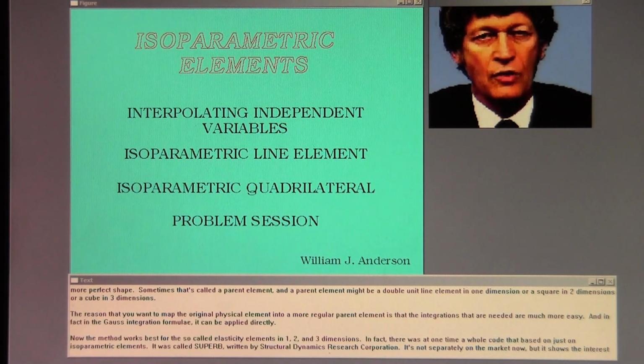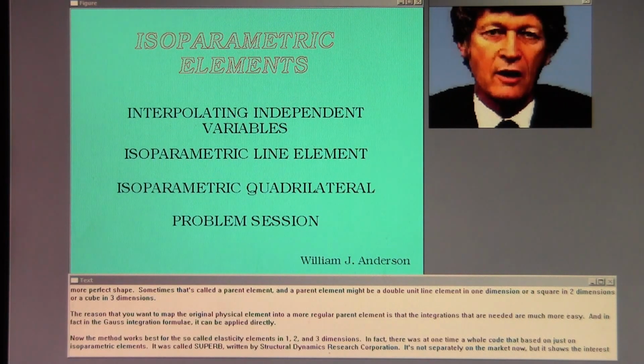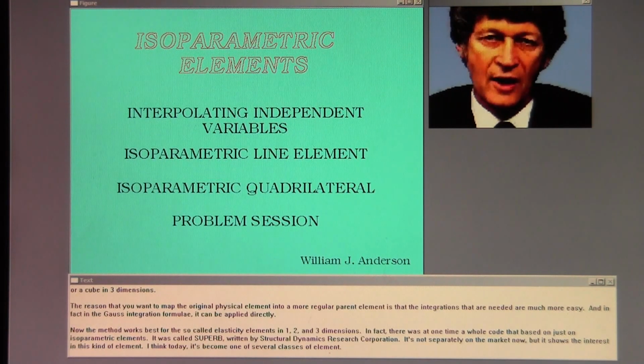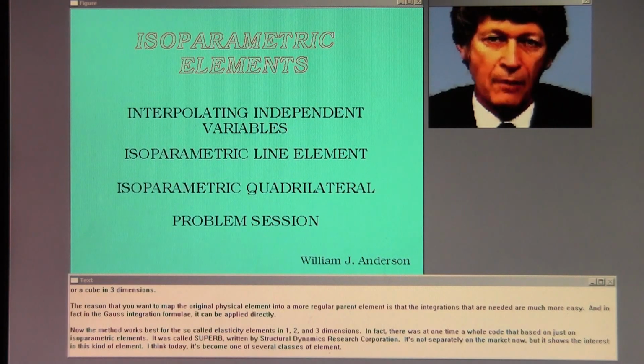The reason that you want to map the original physical element into a more regular parent element is that the integrations that are needed are much more easy. And in fact, then the Gauss integration formulae can be applied directly.